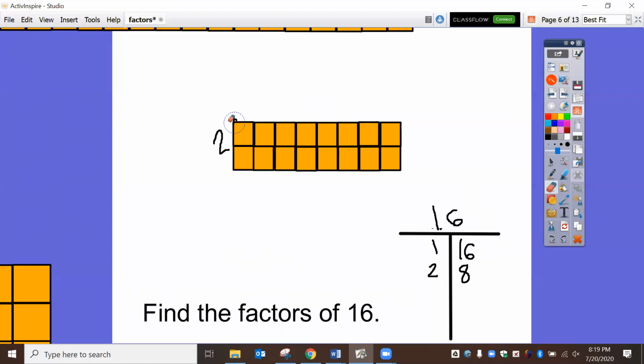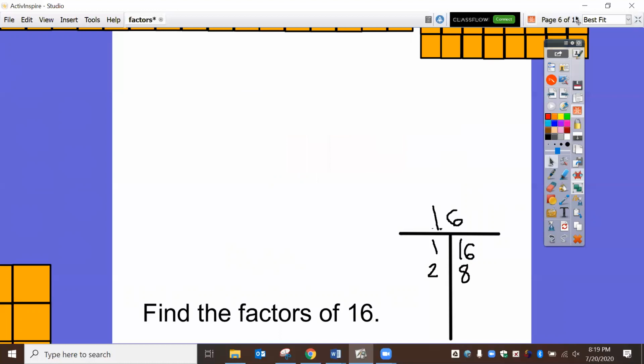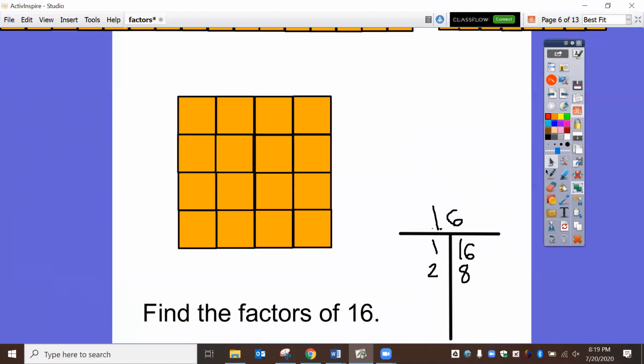I think there is one more that we could model using our area. Maybe this is it. This would represent 4 and 4, with my factors being 4. Because 4 times 4 equals 16.